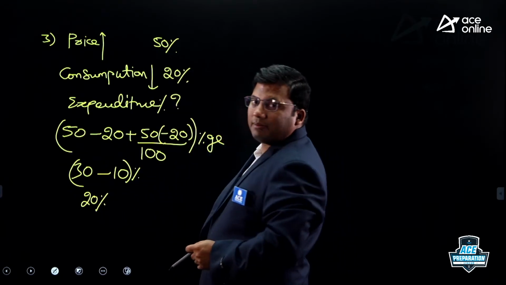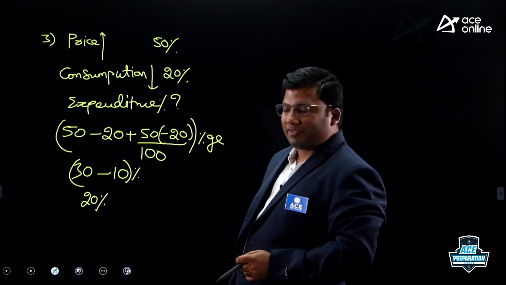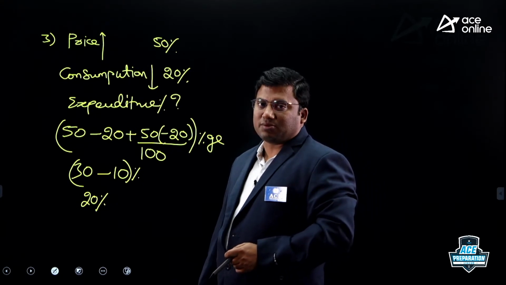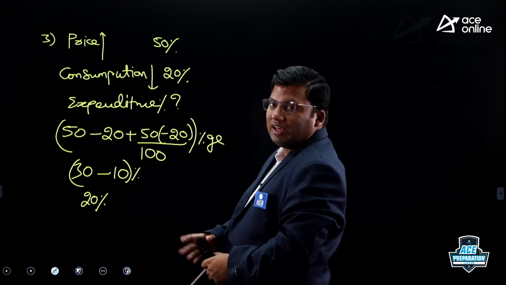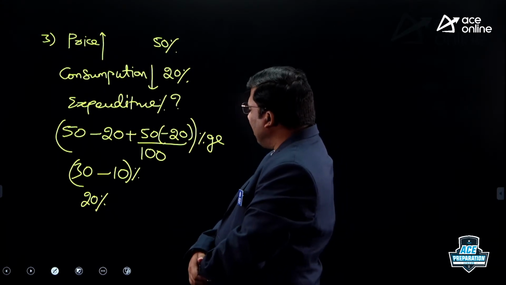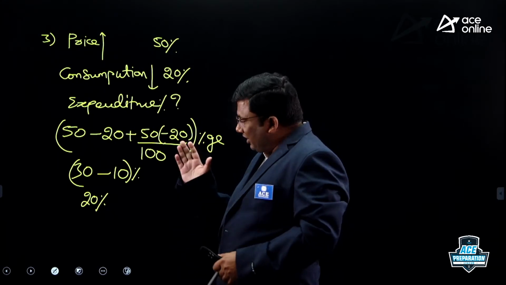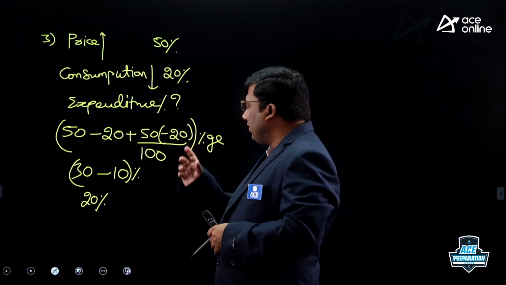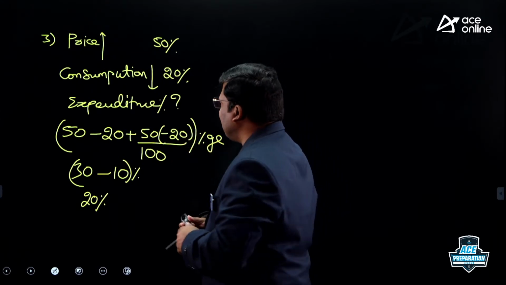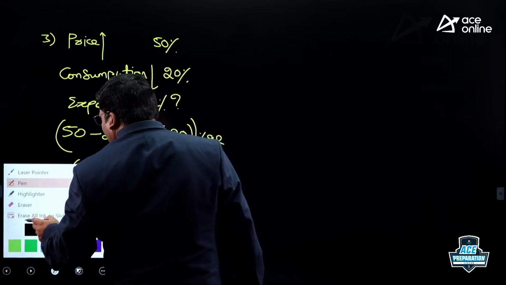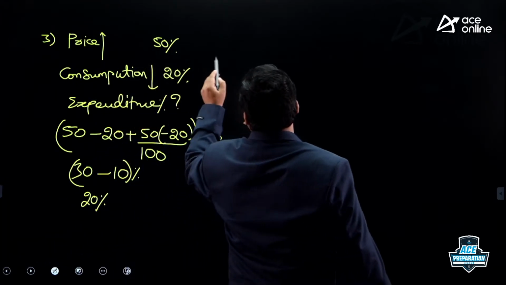Price is increasing by 50, it is plus 50. Consumption decreases by 20, minus 20. A plus B plus A into B by 100. 50 minus 20 is 30. 30 minus 10, 20%. Sir, how else can we do this? By using this method too.